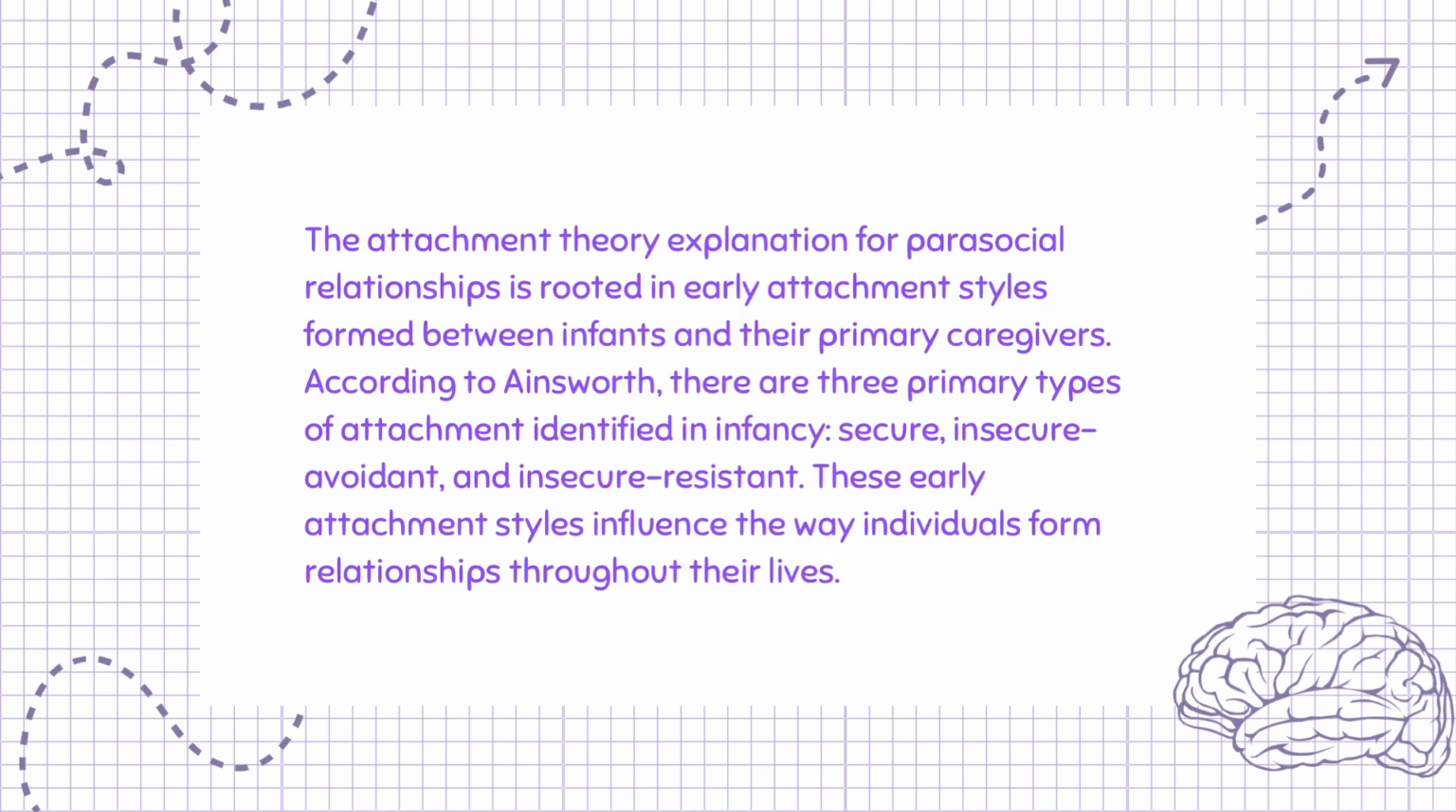The attachment theory explanation for parasocial relationships is rooted in early attachment styles formed between infants and their primary caregivers. According to Ainsworth, there are 3 primary types of attachment identified in infancy: secure, insecure avoidant, and insecure resistant. These early attachment styles influence the way individuals form relationships throughout their lives.